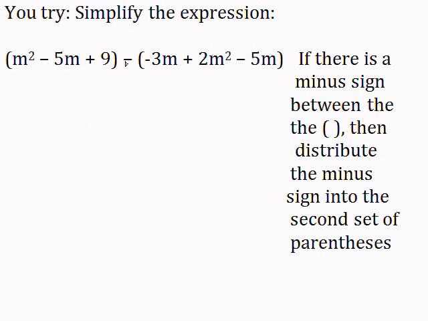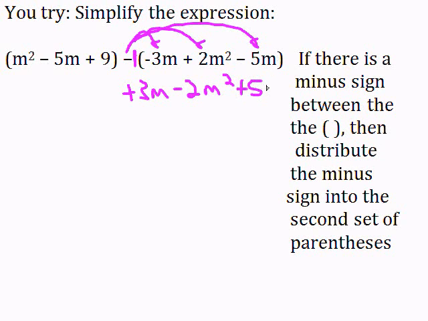Again, we notice there's a negative sign between the two sets of parentheses, so we distribute the negative sign into the second set. This changes all the signs in the second set of parentheses. Negative 3m gives us a positive 3m. Negative 1 times positive 2 gives us a negative 2m squared. Negative 1 times negative 5m gives us a positive 5m.